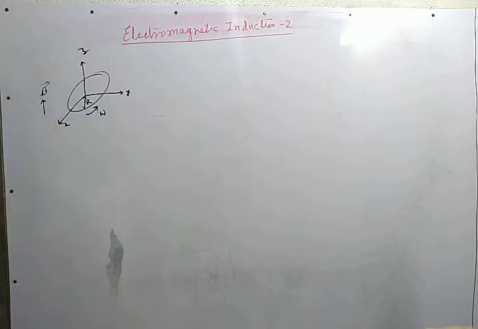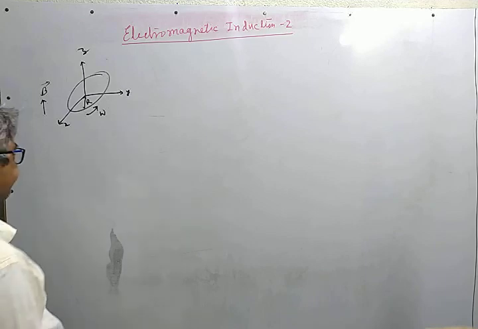So the problem is, we have a circular disk of radius r, and it is rotating about its axis, which is the z-axis in this case, and a magnetic field parallel to its axis has been applied. So what is the flux linked to it?